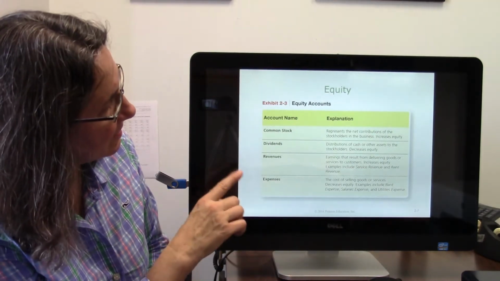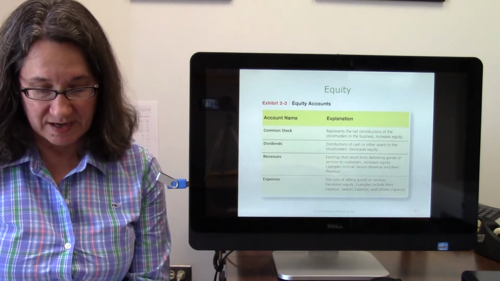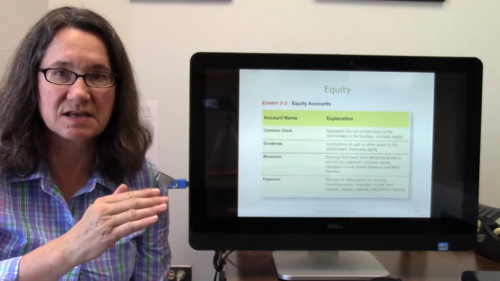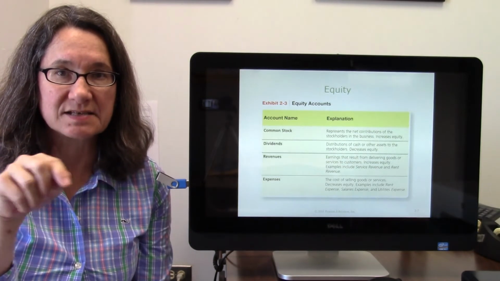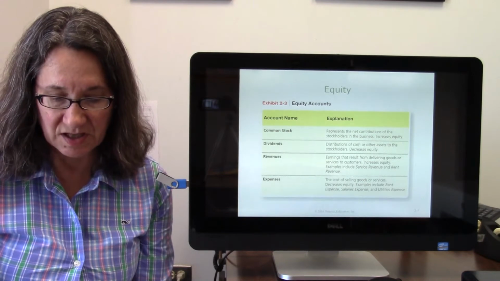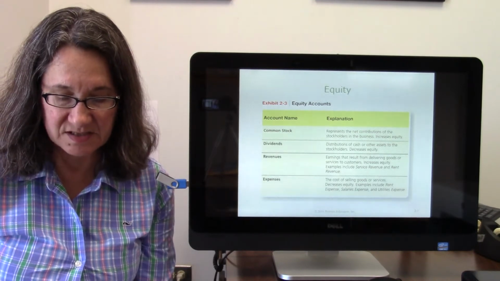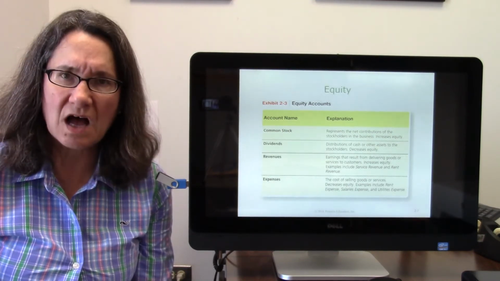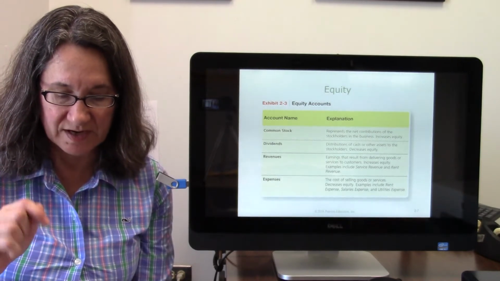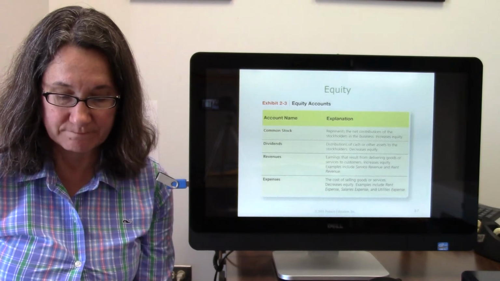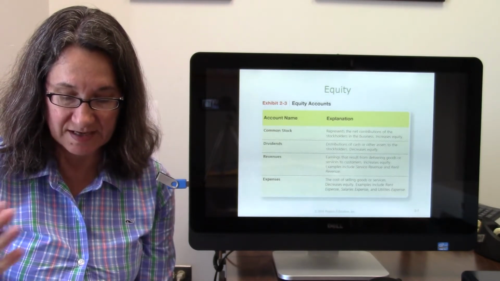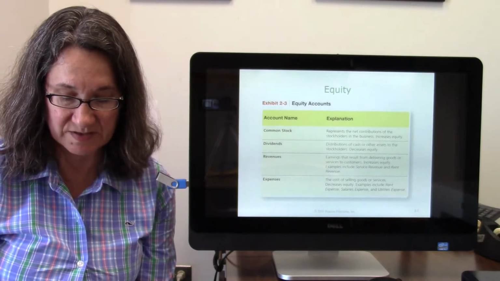All right, so next, equity. You know equity accounts, that's the owner's claim to the business, right? The difference between assets and liabilities is the equity in the business. So a stockholder's claim to the assets of the business is called equity or stockholders' equity. A company has separate accounts for each element of equity, right? So equity is increased for common stock and revenues and decreased for dividends and expenses.